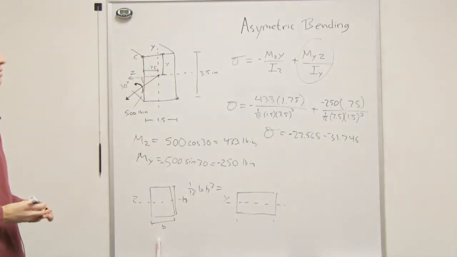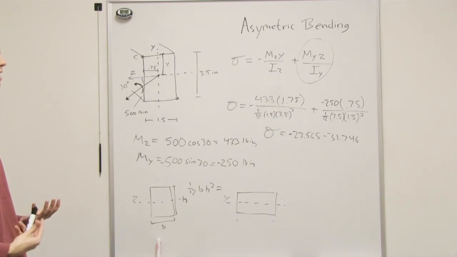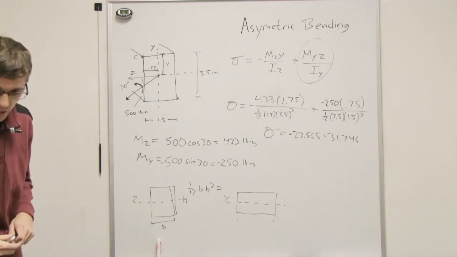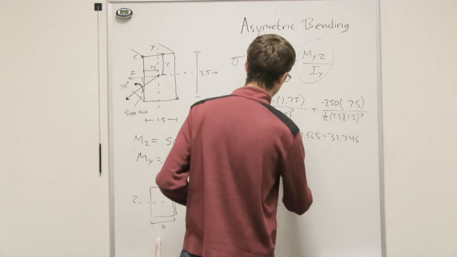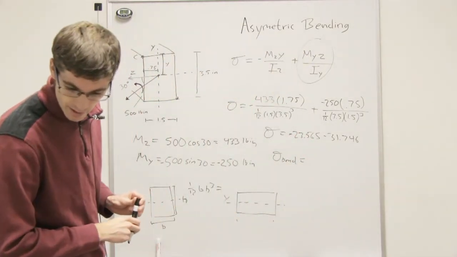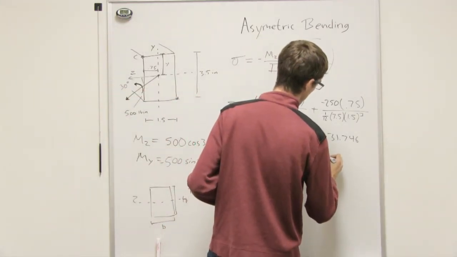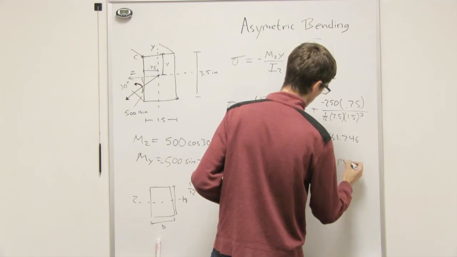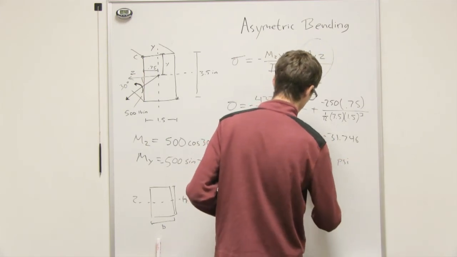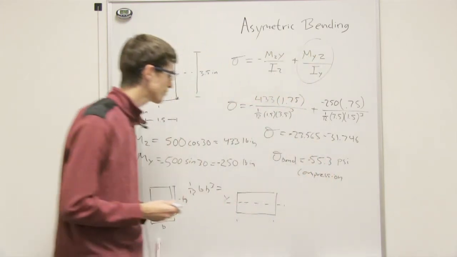That's the bending stress about the z-axis, and the 31.746 is the bending stress about the y-axis. So now when we add that together, we end up with a total bending stress. So we're going to call it sigma bend is equal to 55.3 PSI. And that is negative because it's in compression. And I'm going to move in just a second so you can get a good look at that.